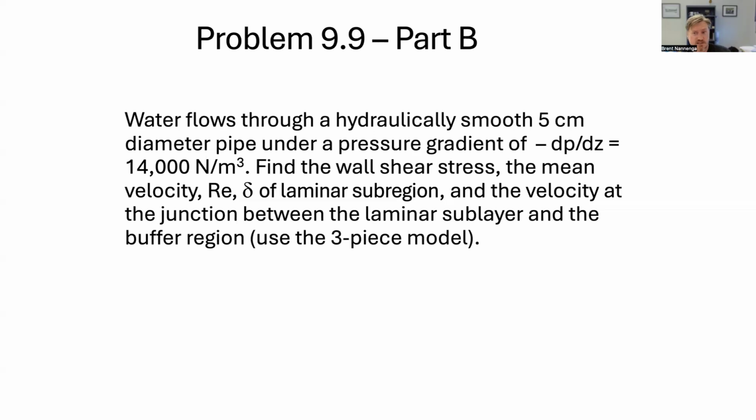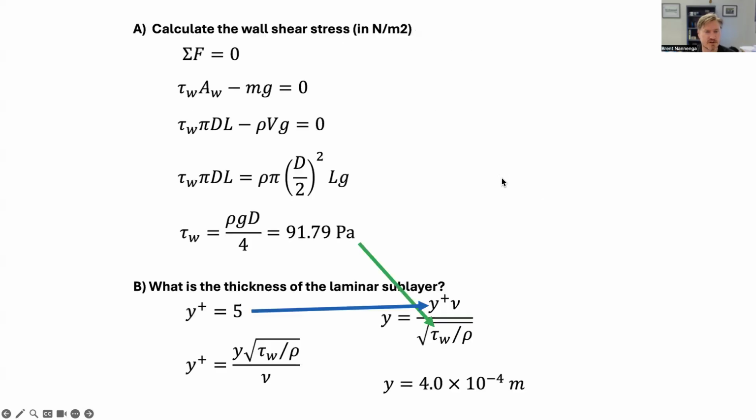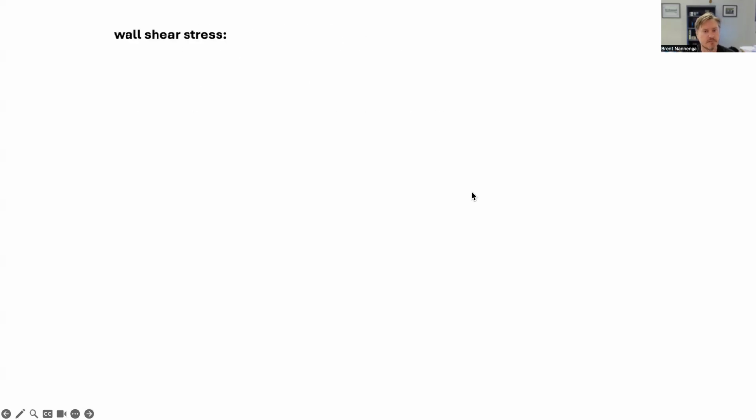Find the wall shear stress, the mean velocity, the Reynolds number, the thickness, so that's delta, of the laminar sublayer, and the velocity of the junction between the laminar sublayer and the buffer region. So we're going to use a three-piece model again. We're going to find all of these things. So let's first start off with the first part. Wall shear stress, this is the first part.